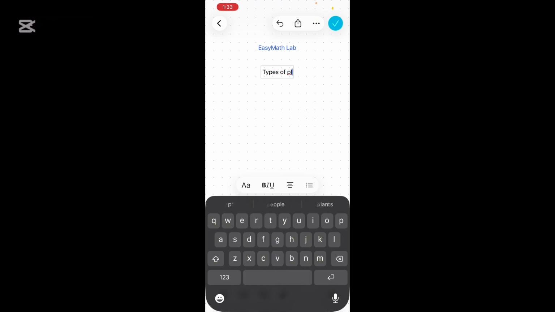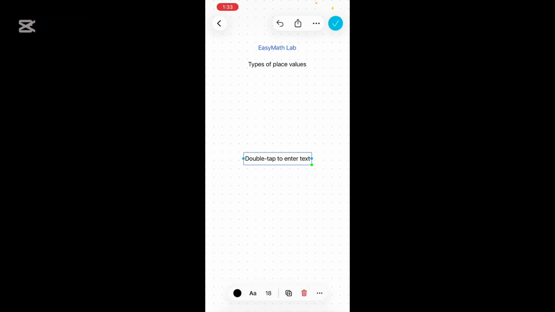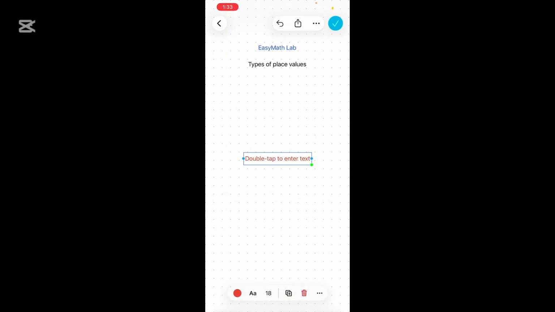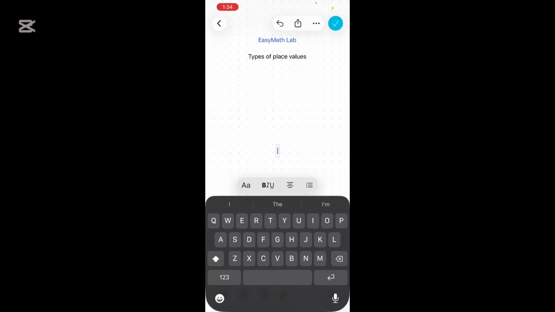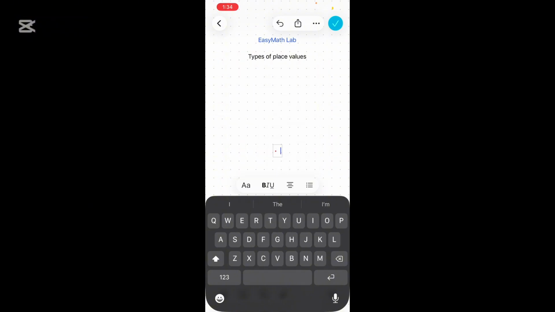Types of place values. So we'll begin with the very first. In listing the various types of place values, I'll list all of it, but we'll work with that which concerns us. I'll list all, but we are going to work with the basics.